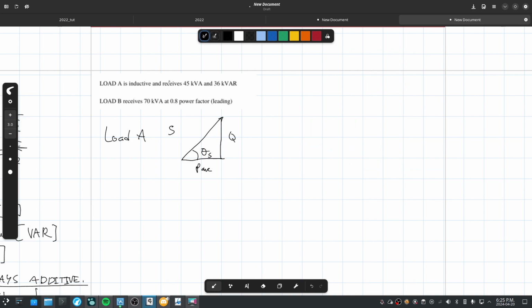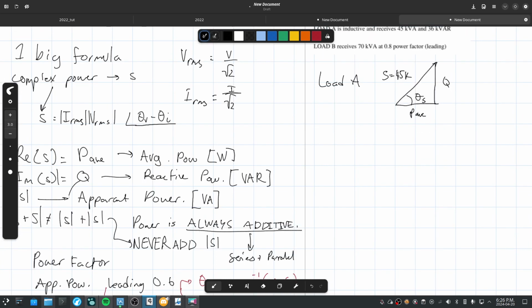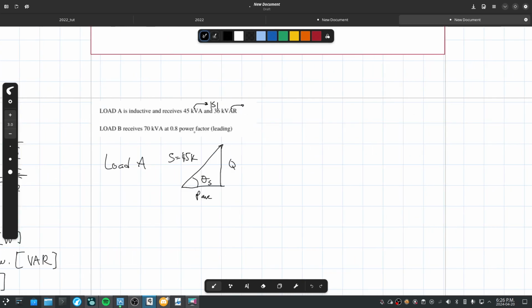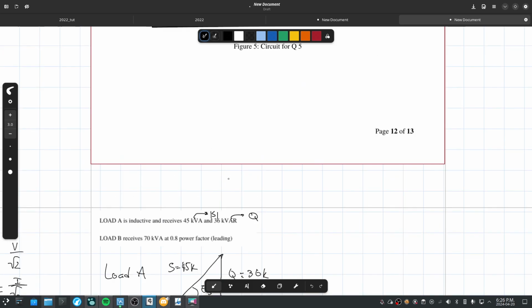So load A is inductive and receives 45,000 kVA. Again, this is S, our apparent power, 45K. Apparent power is measured in VA. Reactive power is VAR. So 36K VAR, this is our reactive power. Let's write that down: 36K. We can drop units here. And so we have built our power triangle.